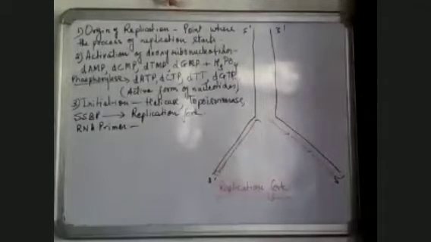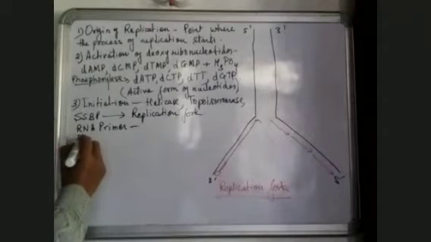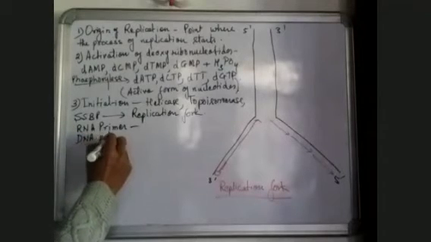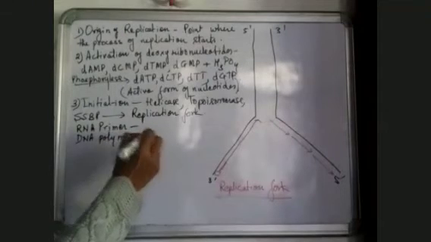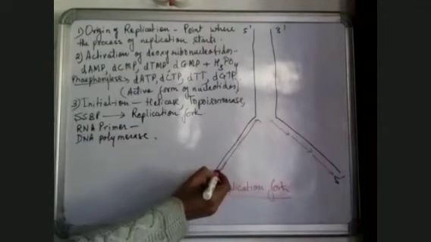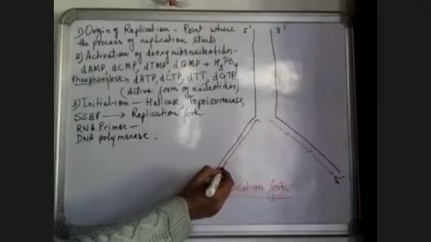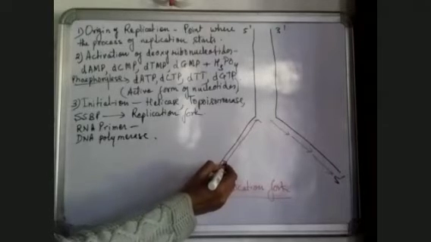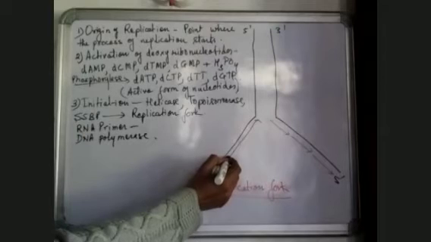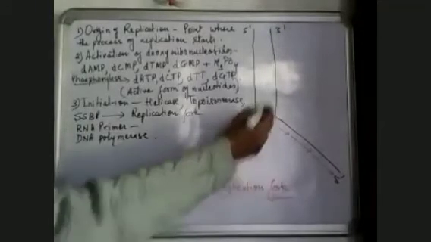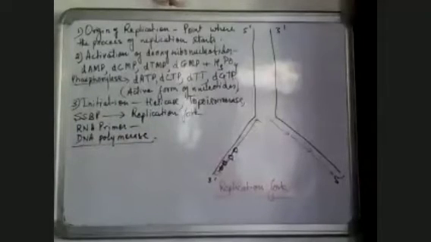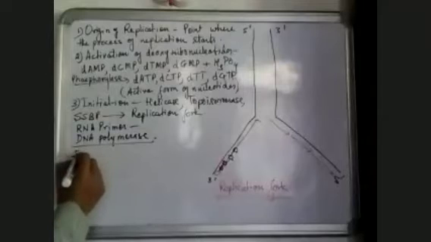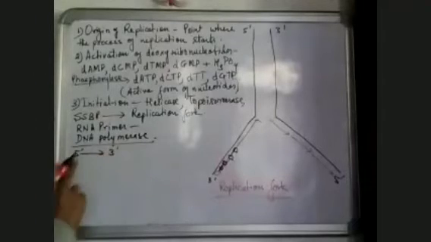So RNA primer is added first, and after the addition of RNA primer, DNA polymerase comes into action. And when DNA polymerase comes into action, it then adds new nucleotides. New nucleotides are added, and as a result, a complete stretch is formed. Now, this is a special property of DNA polymerase, that it acts in the direction 5' to 3'. It acts only in this direction.